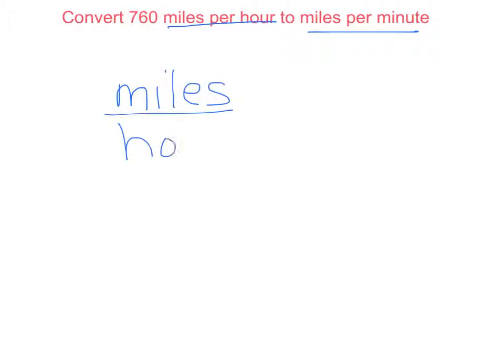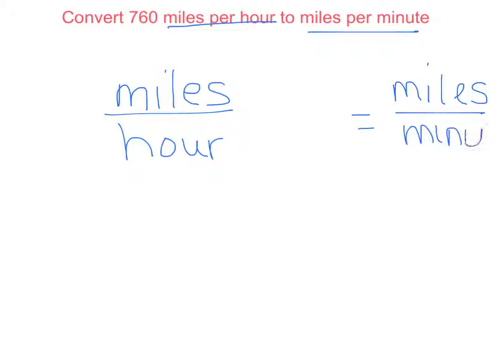So let's look at this example. It says convert 760 miles per hour to miles per minute. So to do this, you need to convert miles per hour to miles per minute. So you need to choose a conversion factor that converts this. So let's just write out the miles over the hour, because that's what we have right now, miles per hour. We're trying to get miles per minute.